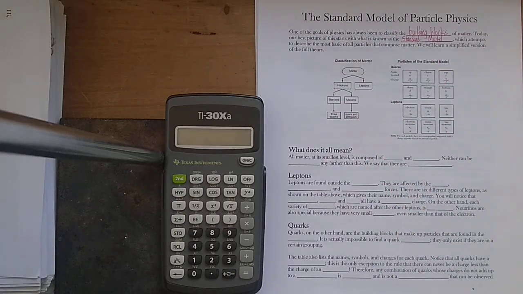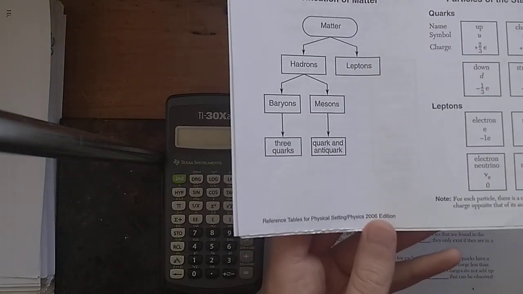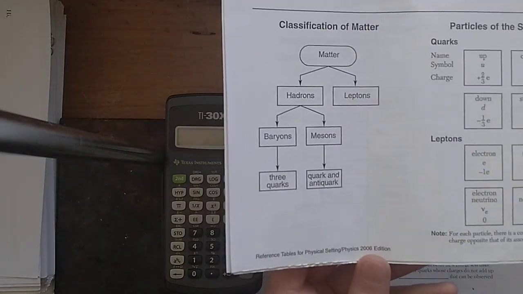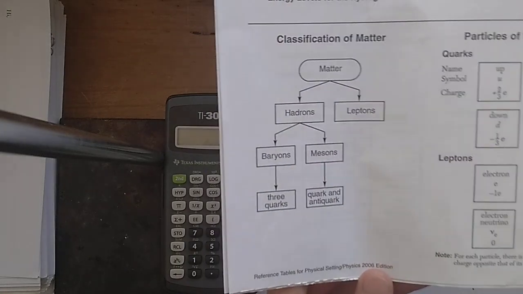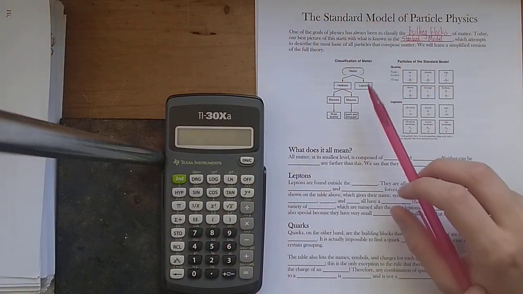Here are the charts in your reference tables. They're on the bottom of page 3, below the energy level diagrams. There are two sides to it. There's the classification of matter side, and then the particles of the standard model side. So, let's look at the one on the left first.